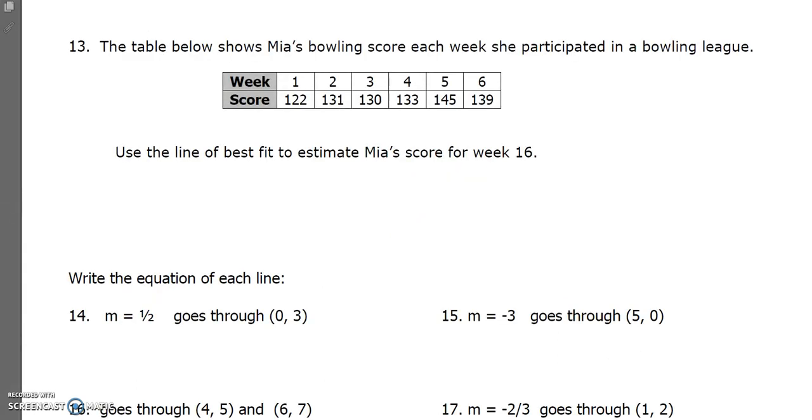Okay, number 13 says the table below shows Mia's bowling scores each week she participated in a bowling league. It says use the line of best fit to estimate Mia's score for week 16. So if we're going to do the line of best fit, we're going to put this in the calculator and we're going to use our linear regression to come up with our equation. So let's do that first.